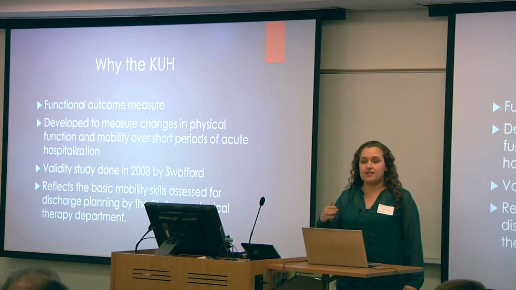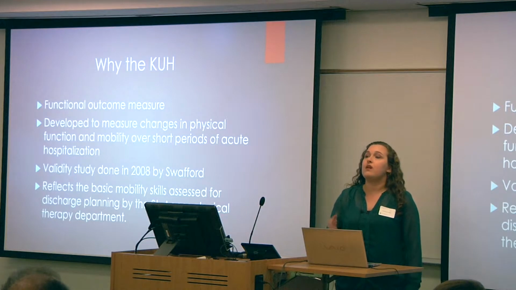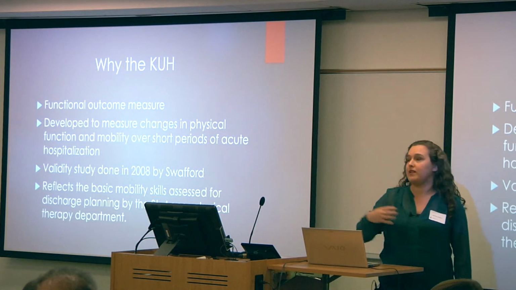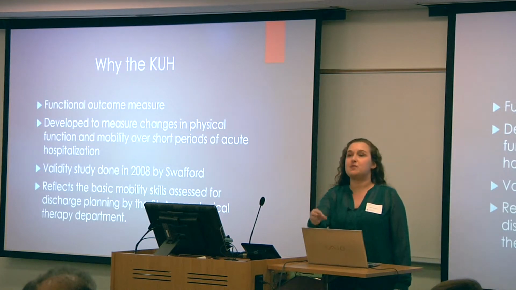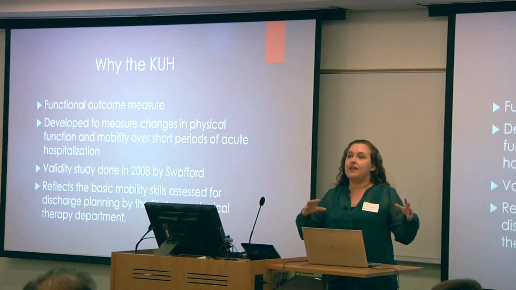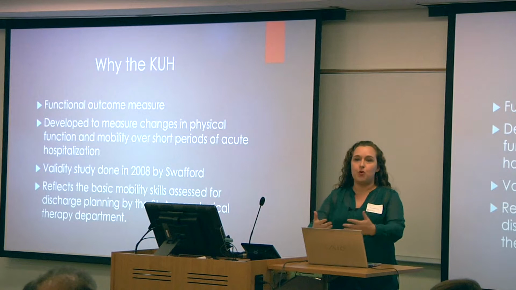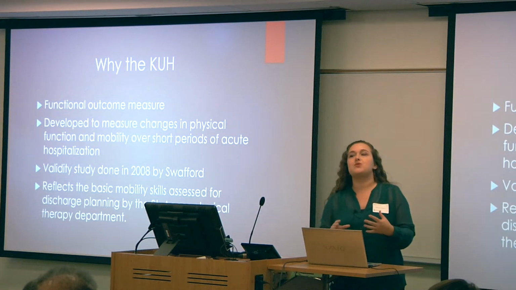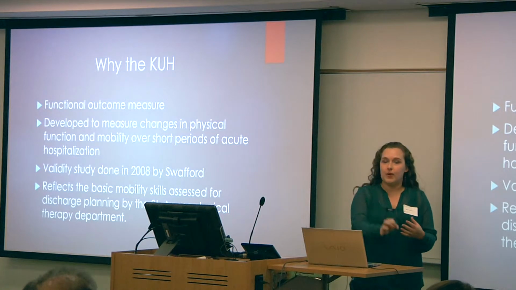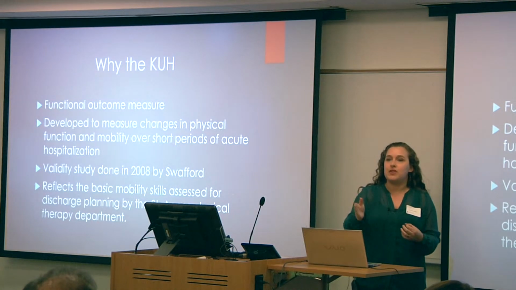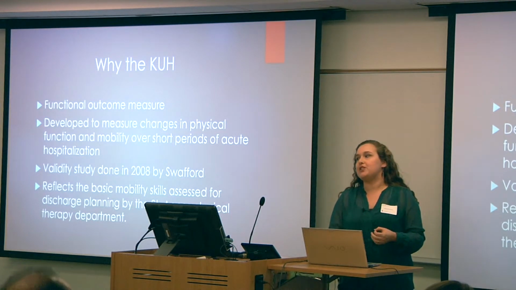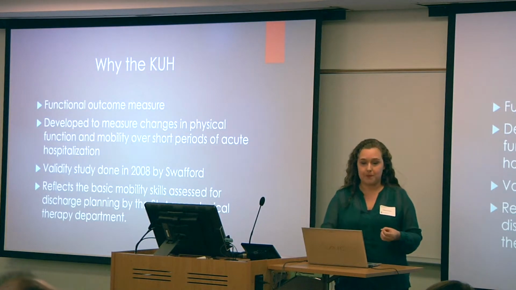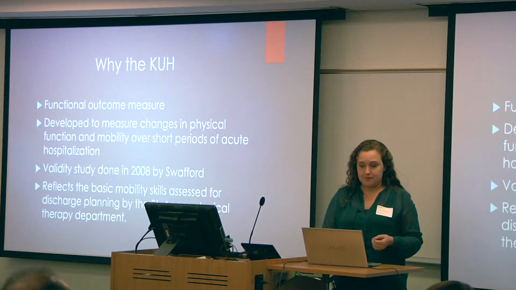Also, a lot of the tests that are used in acute care only measure one aspect at a time. So they just measure walking, or they just measure bed mobility, or they just measure balance. And you have to do several of them to get a full picture of what the patient is doing. So the goal of the KUH was to do something very quick, very concise, that would give you the basics of functional information that you need to determine your patient's ability to go home.